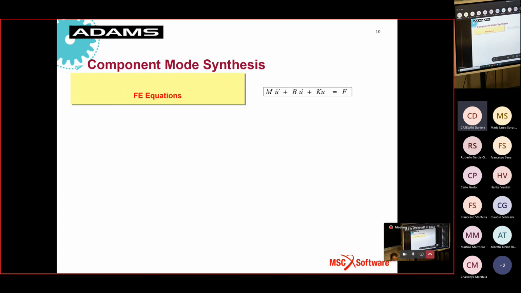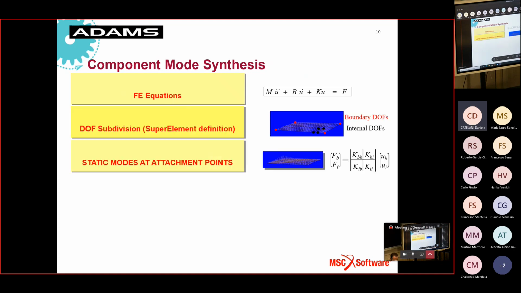Which is the technology we use for creating a flexible body? The technology is called component mode synthesis. If you search in the finite element notebook or in the finite element textbook or in the help or on the internet, and you search for Craig-Bampton, that is two researchers who developed this technique. This technique is called a reduction technique.